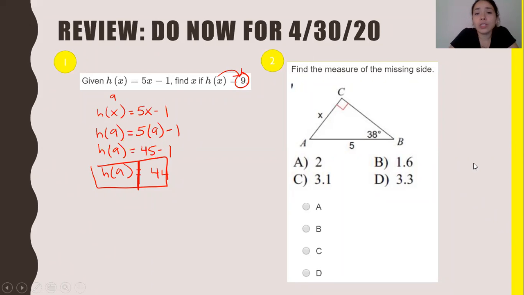All right, so for question number 2, it says find the measure of the missing side. So this is where we're going to use SOHCAHTOA.